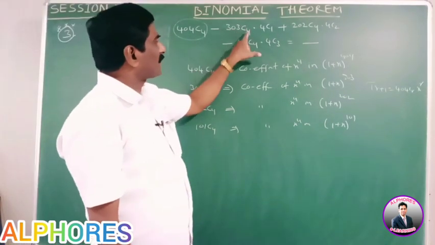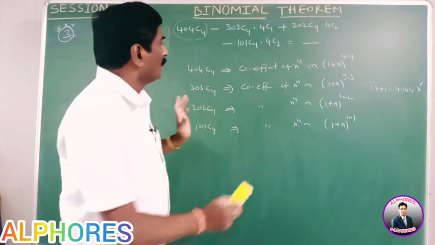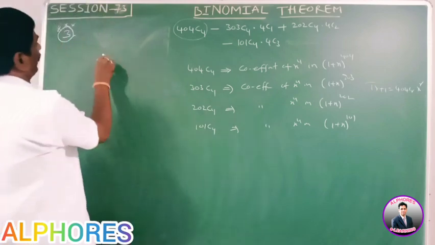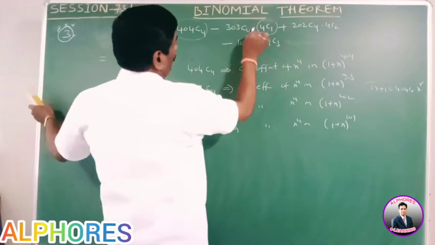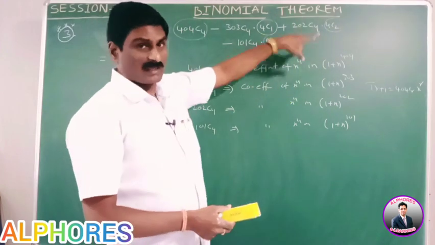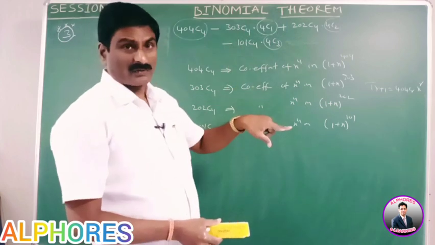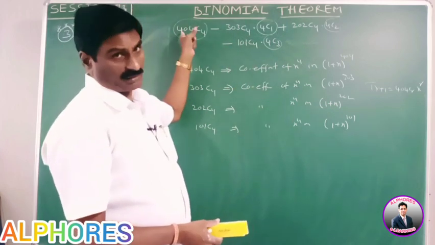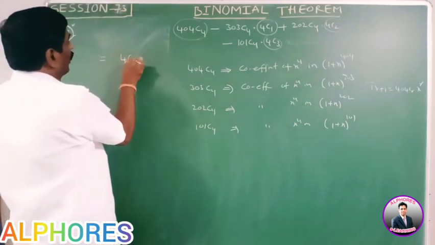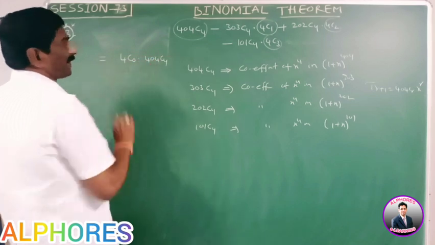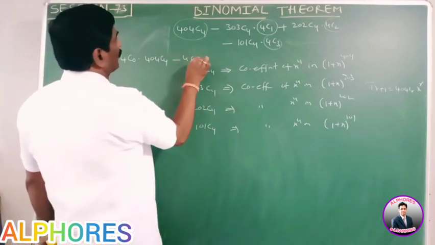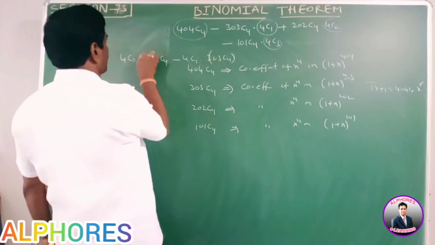404C4 minus 303C4 into 4C1 plus so on. This value can be rewritten like this. Here please observe the second sequence, 4C1, 4C2, 4C3. What are the missing terms? 4C0 and 4C4. 4C0 means 1, 4C4 means 1. So by adding and subtracting we get 4C0. So 404C4 can be written as 4C0 into 404C4. Any doubt in this value? 4C0 means 1. Next, minus 4C1 into 303C4.